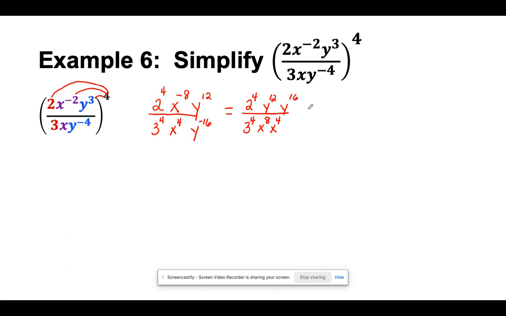Now I keep going. I know what 2 to the 4th is. 2 to the 4th power is 16. I've got a y to the 12th times a y to the 16th. So the product rule says I can add those together. And on the bottom, I have 3 to the 4th power times x to the, 8 plus 4 is 12. So I end up with 16y to the 28th power over 81x to the 12th power.